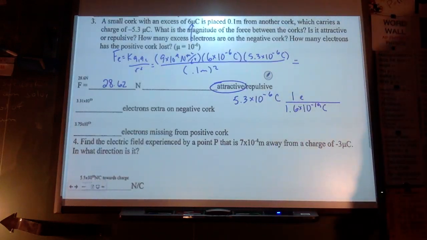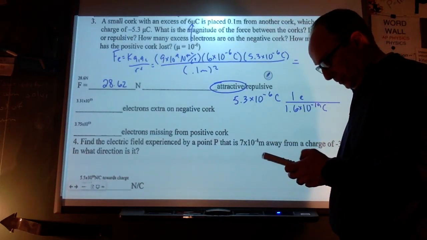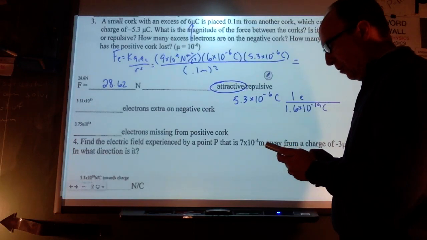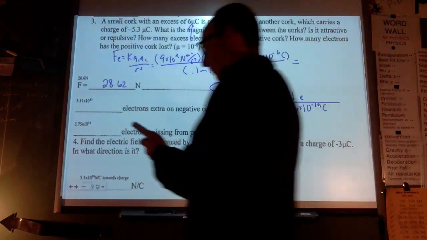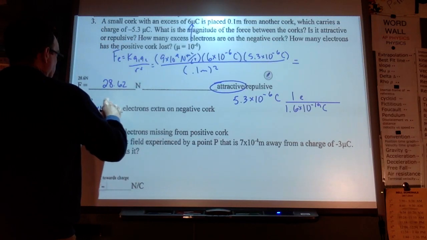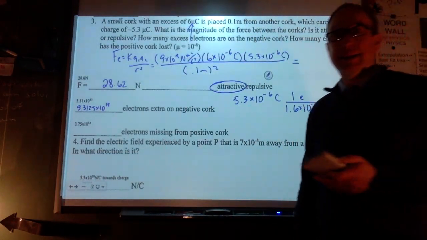So I'm going to plug this in. And I got 3.3125 times 10 to the negative 13. So this agrees with what the answer key says for how many extra electrons a negative one has.